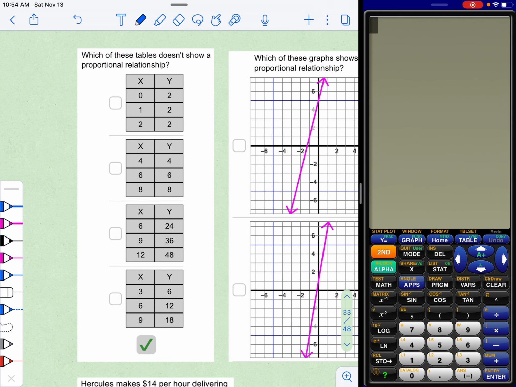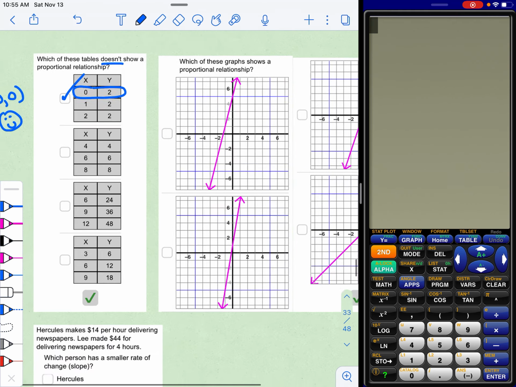Which of these tables doesn't show a proportional relationship? So I'll tell you what I'm looking for. I'm looking for a 0, 0, because 0, 0 is proportional. So I'm going to say 0, 0 is proportional, and anything that's not 0, 0 isn't. Notice how here, this is definitely not 0, 0. Already there's my correct answer. That's all I really need to observe.